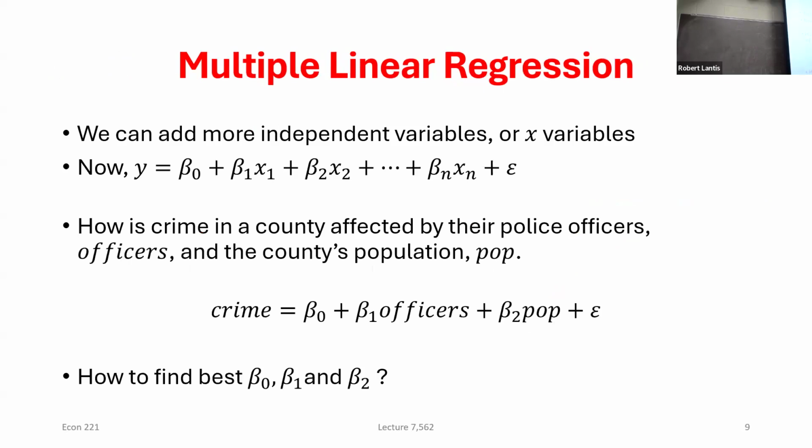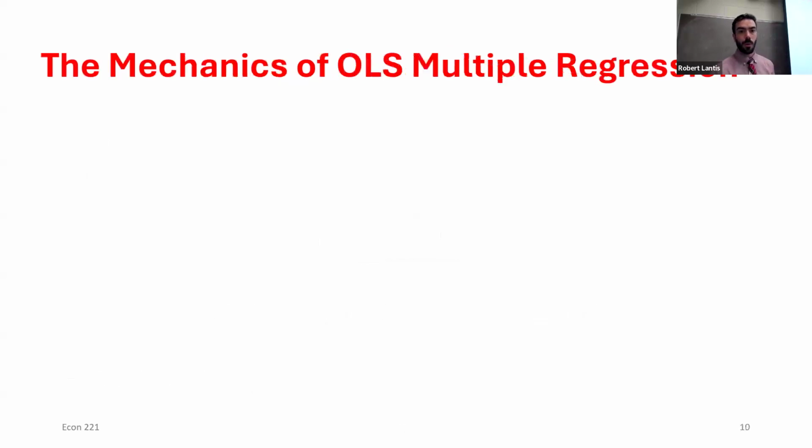So the thought experiment now is, well, this is the impact that having 1 more police officer would be if I took 2 counties with the exact same population, but one of them had 1 additional police officer. What would the change in their predicted crime rate be? That's a much more powerful statement. And that's only including one thing. I could then say, include multiple variables. So we'll go to an example here.